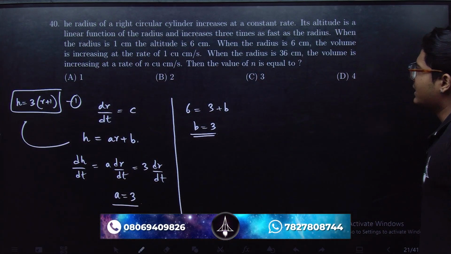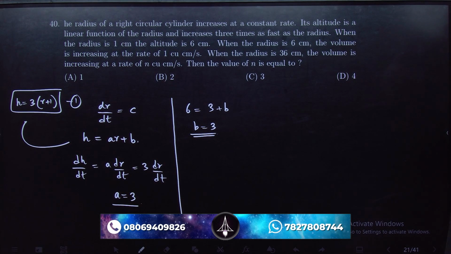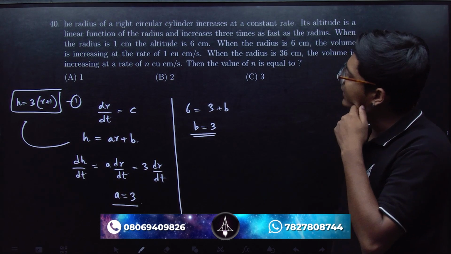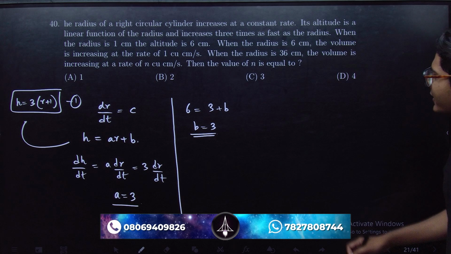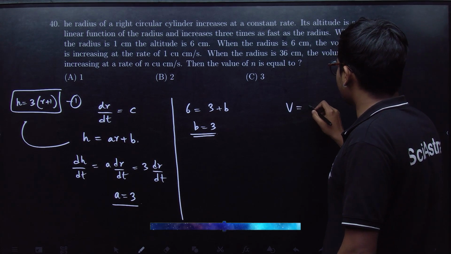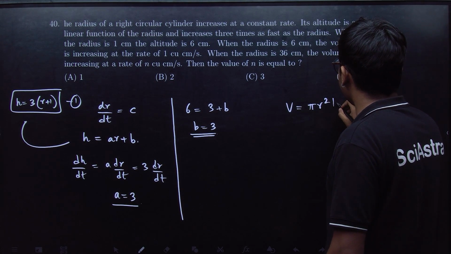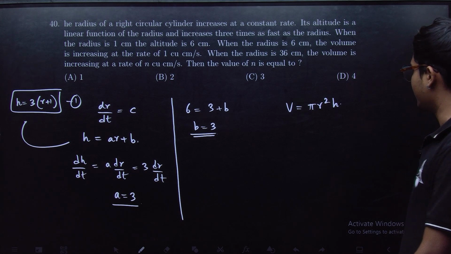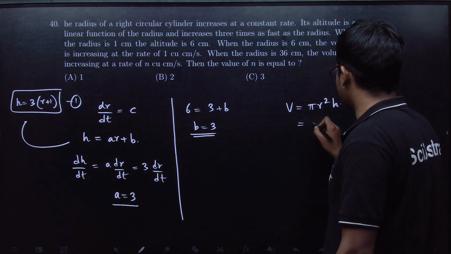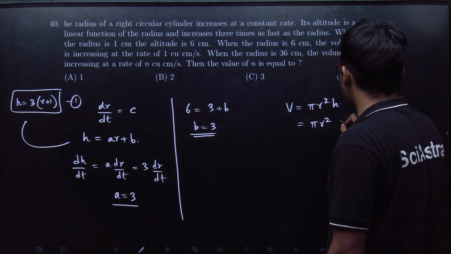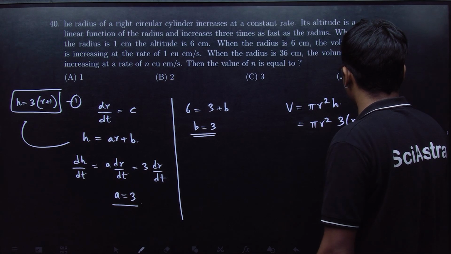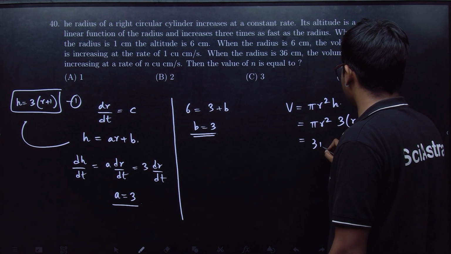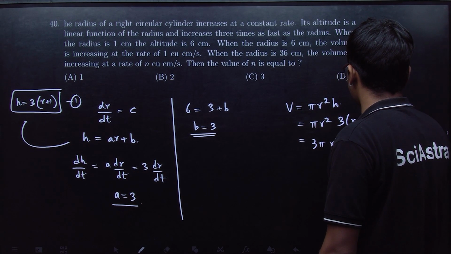Okay. Now it's given when the radius is 6 centimeters, the volume is increasing at a rate of 1 cubic centimeter per second, right? So what is the volume? Volume is nothing but pi r square h, right? So if I plug the values, we'll get that this is equal to pi times r square times 3 times r plus 1, right? That's 3 pi r square times r plus 1, right?